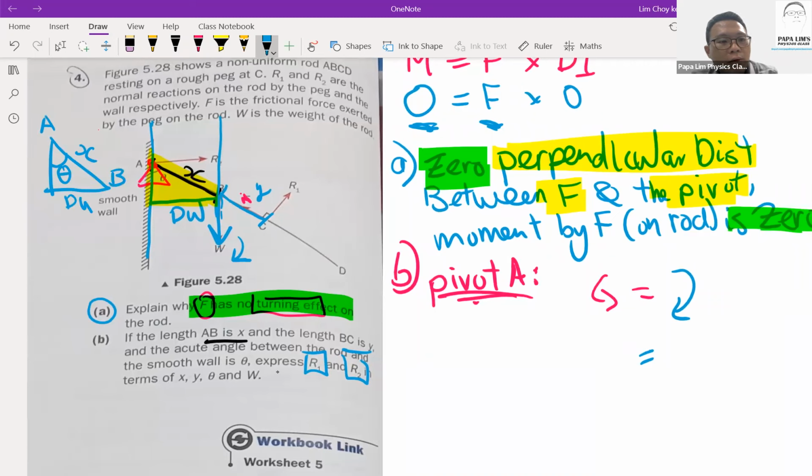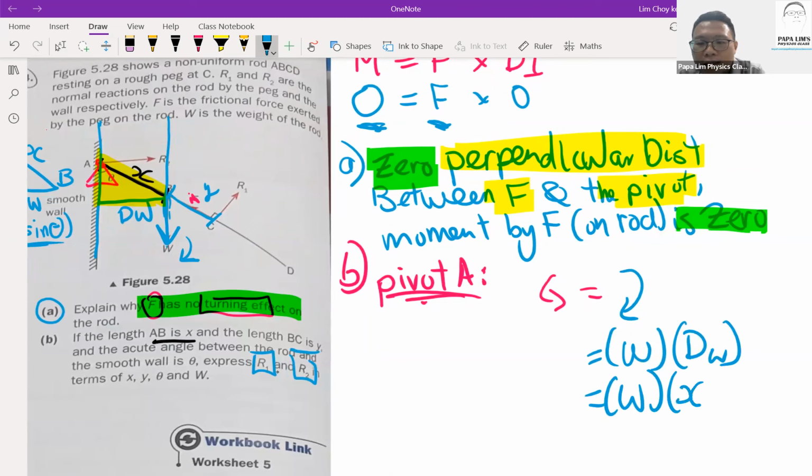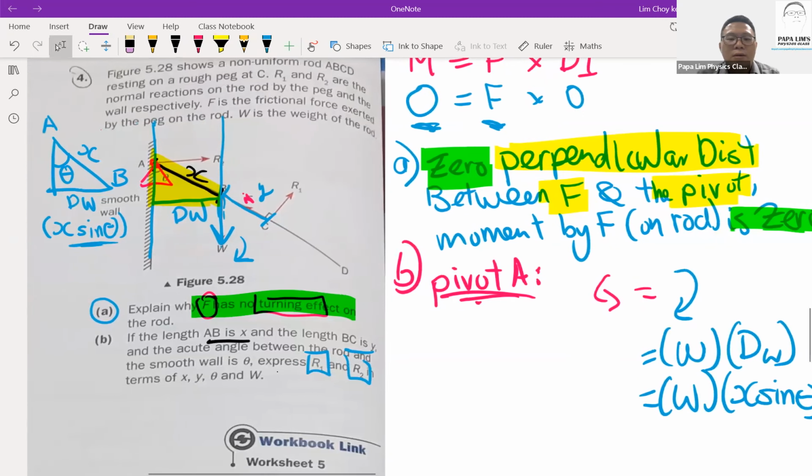dW is actually what I call the opposite side of theta. So if you look at simple trigonometry, you'll find that dW can actually be expressed as x sine theta. So the perpendicular distance dW can be expressed as x sine theta, which means the clockwise moment for the weight will be force times distance dW, and dW can be expressed as x sine theta. Okay, so now we have the clockwise moment settled.